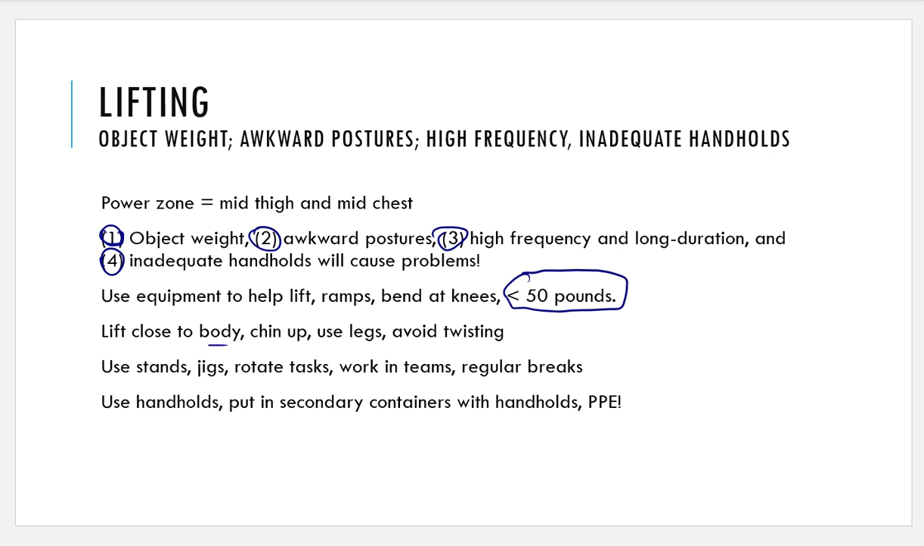Lift up close to the body, chin up, use legs, avoid twisting. So do not use your back to lift. You're going to use your legs to lift. So make sure that you bend at the knees. That will get you closer to the floor. Then, Tracy, put your arm around the base and then use your legs to lift yourself back up. Don't use your lower back to lift that heavy vase up off the floor. Don't wrap your hands around the box and think that that's going to be a little bit easier for you. There's a better way to do that if it's out there.